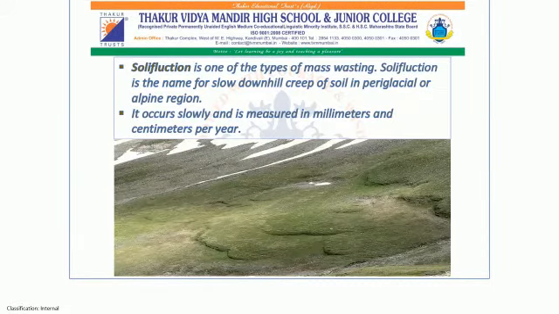Solifluction is one type of mass wasting. Solifluction is the name for slow downhill creep of soil in periglacial or alpine regions. Periglacial region means an area adjacent to a glacier or ice sheet, subject to repeated freezing and thawing. It occurs slowly and is measured in millimeters and centimeters per year.